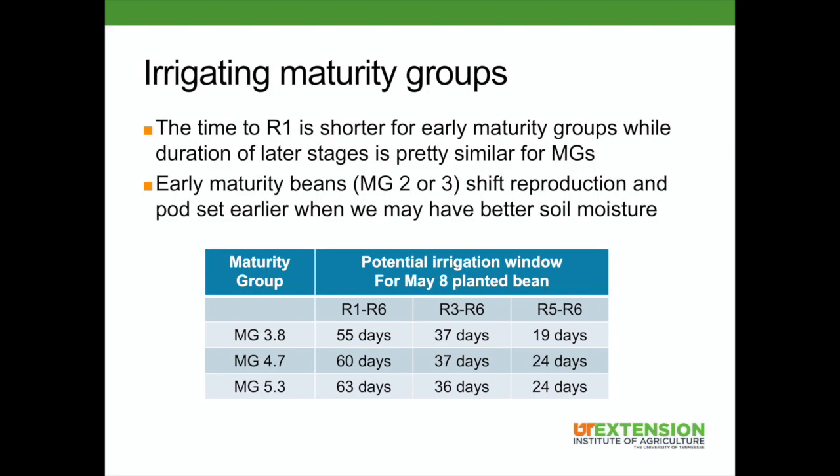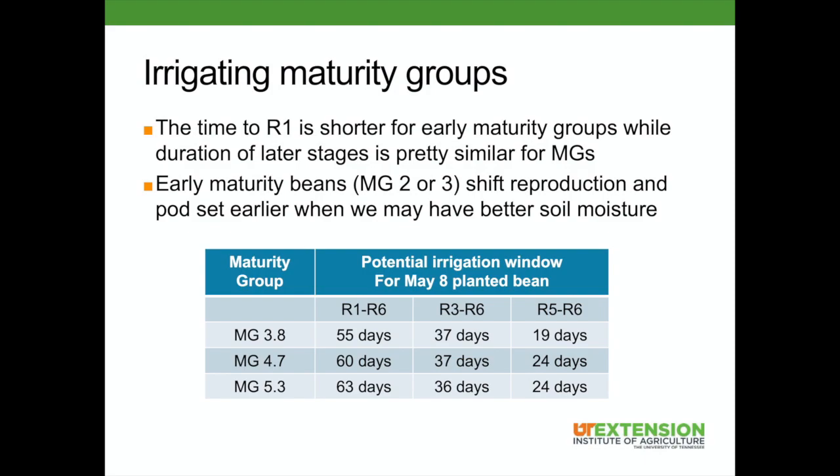And sometimes, especially if we're planting in April or early May, it means that when reproduction starts, that bean may actually have pretty good soil moisture and we may not need to water. So from that aspect, you might water less with an earlier maturity bean versus a fuller maturity bean. If you're one of those that likes to irrigate the entire reproductive window, you might water a few less days with a 3 versus a 5.